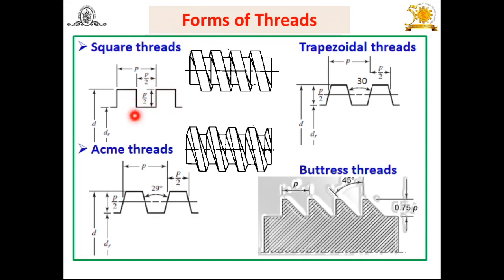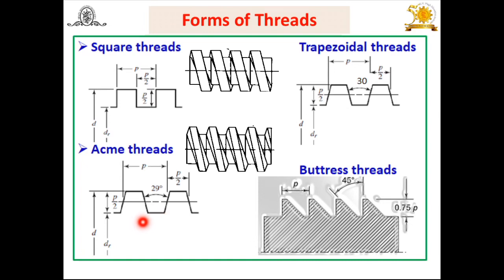But what is the limitation or disadvantage of the square thread? Square threads are difficult to manufacture. Why difficult to manufacture? Because such a straight shape is only possible by using a lathe machine, and using a single point cutting tool it will take a lot of time. The manufacturing cost is also more. That's why it's difficult.